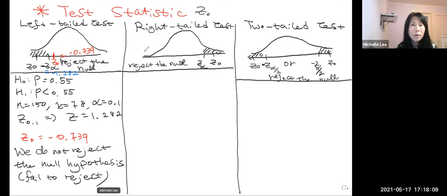All right. Let's do the right tail test. Same concept. We have a right tail test in a normal distribution. So if Z naught is located further to the right than Z sub alpha, then we do reject the null hypothesis, okay?